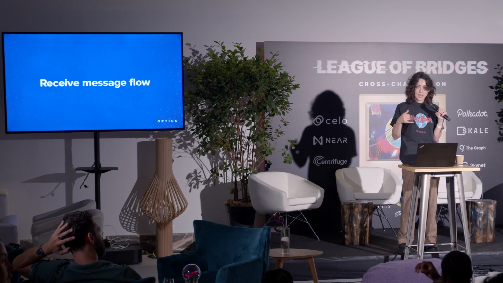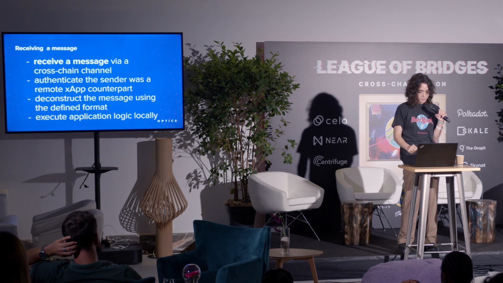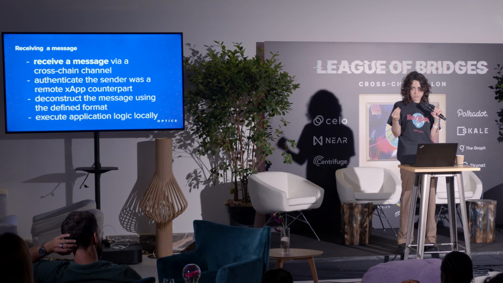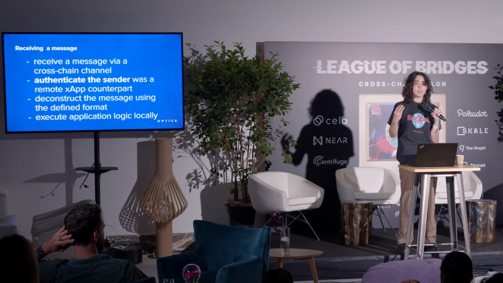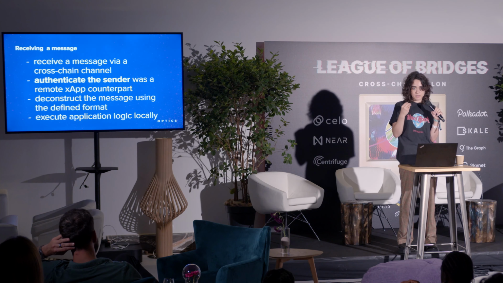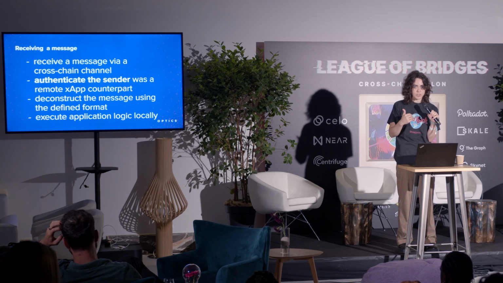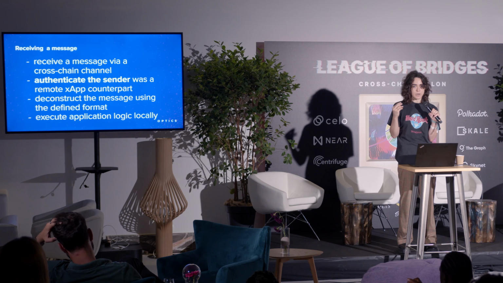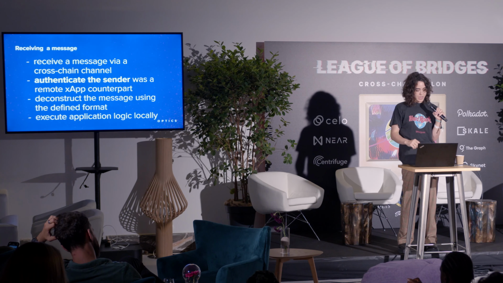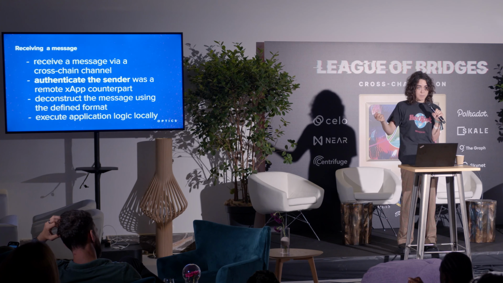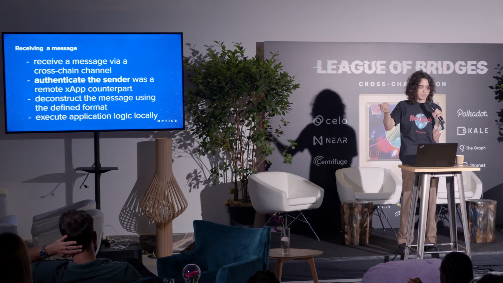On the receive side, it's literally just the flip side of the send. So first, it's going to receive a message along the cross-chain channel. Then it's going to authenticate that the sender was a remote xApp counterpart. When I get to the application-specific logic for the token bridge, it'll make more sense why you need to actually authenticate these messages, hopefully. But it'll basically, again, do a lookup to see that the sender of the message is actually a deployment of this xApp on a remote domain.